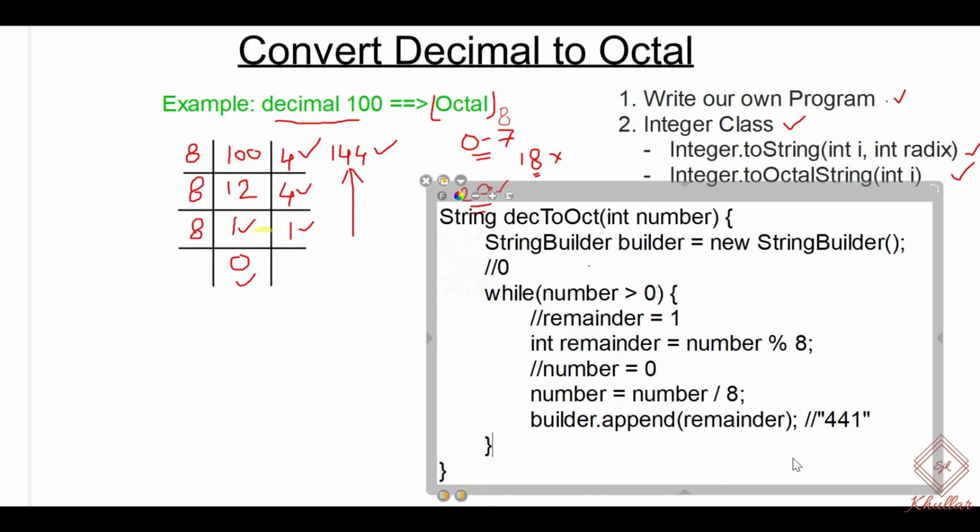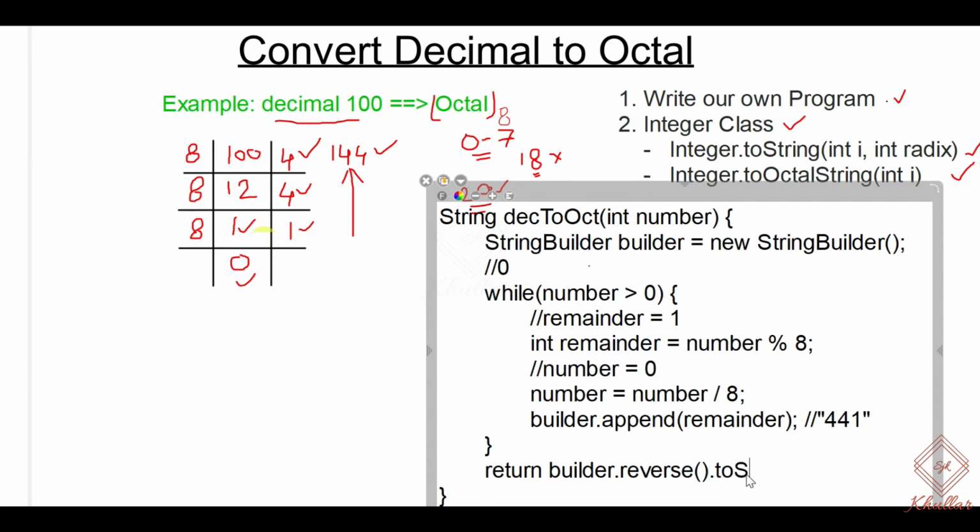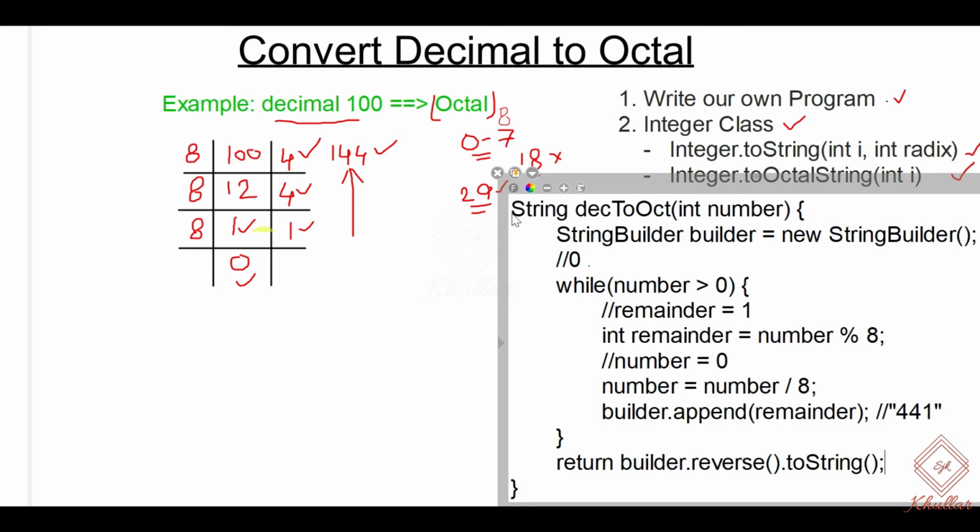So only one thing is left here. What we got in our builder is 441, right? When we perform the conversion by hand, we read it from the bottom, in the reverse direction. But the program is reading from top to bottom. First we noted down 4, then 4 and 1. It means that we have to just reverse the builder and then we reach our result. So let's say builder dot reverse. The builder has an inbuilt method to reverse the string, right? And then we will say toString, because we are not returning a builder, we are returning a string.